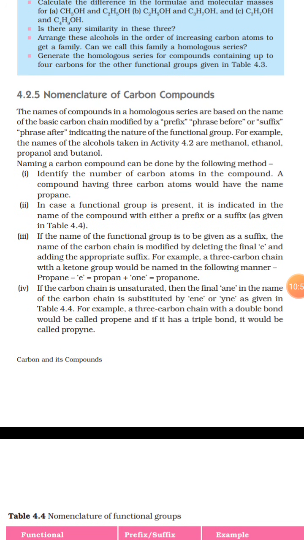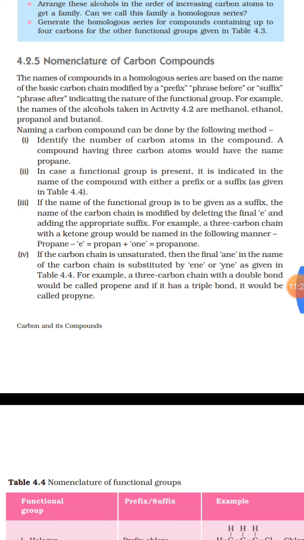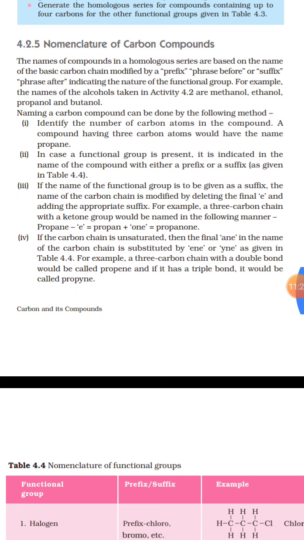Students, let us talk about nomenclature. Nomenclature is a very important aspect of organic chemistry. Organic chemistry is the branch which deals with carbon and its compounds. If we want to understand organic chemistry in detail, we must know the names of organic compounds, and nomenclature is one of the important aspects for this. Now, naming a carbon compound can be done by the following method. These are the rules you should know.